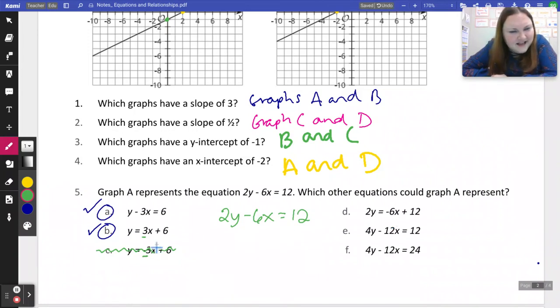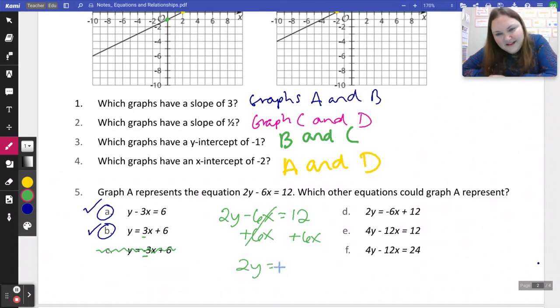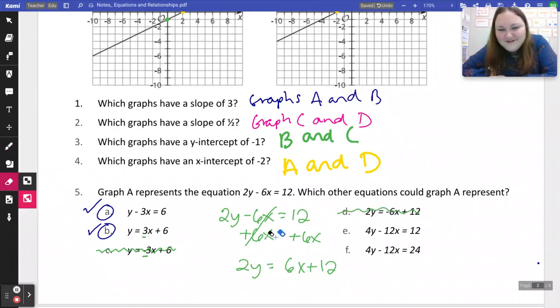Well, I notice kind of like with equation B here, the x has just changed sides. If I wanted to move my 6x over to the other side, I have to do the opposite. I have to add 6x on both sides. That would give me 2y equals 6x plus 12, which isn't what I'm seeing here. I'm seeing a negative 6x plus 12. What do we think? Are these equivalent then? No, but this equation we just wrote would be, but not this one. Go ahead, try those last two if you have not already.